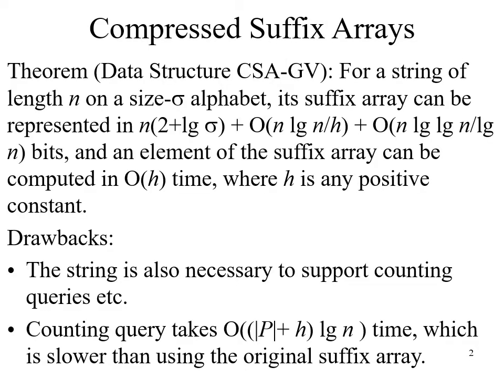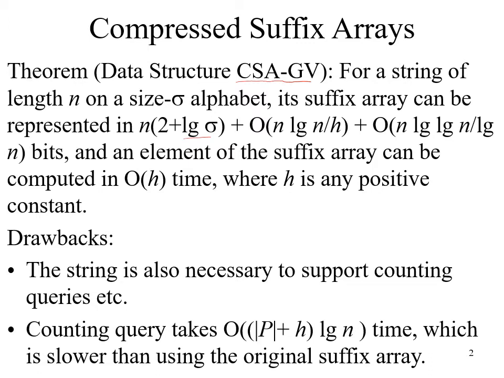Okay, so last week I explained the compressed suffix arrays. For a string of length n on a size sigma alphabet, its suffix array can be represented in n times (2 plus log sigma) bits plus order n log n over h plus order n log n over log n bits. And an element of the suffix array can be computed in order h time, where h is any positive constant.